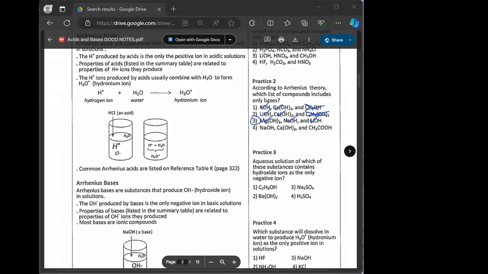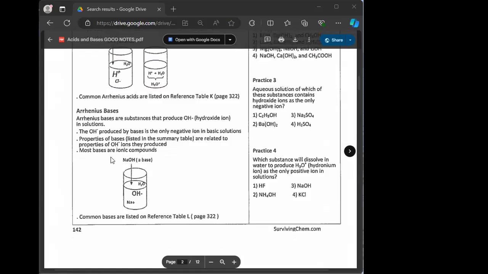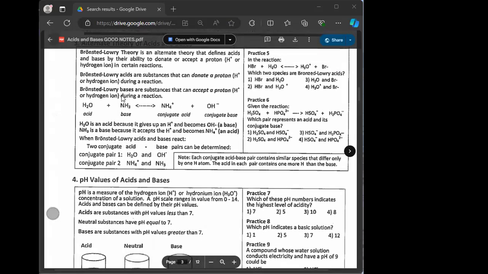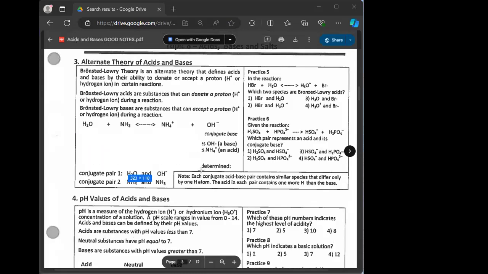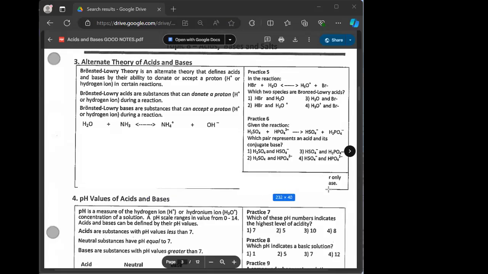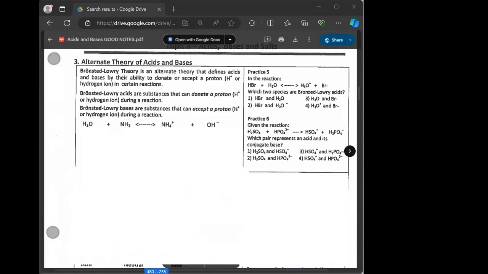Okay, now let's go ahead and take a look at the other definition of acids and bases. So acids and bases can also be defined differently. Right, the other scientist is Bronsted-Lowry, and his definition was only slightly different.